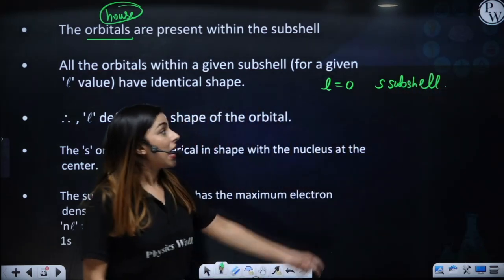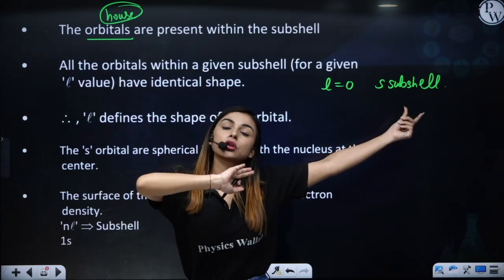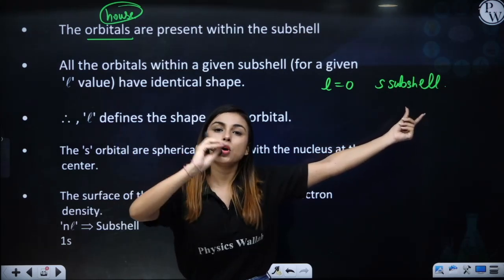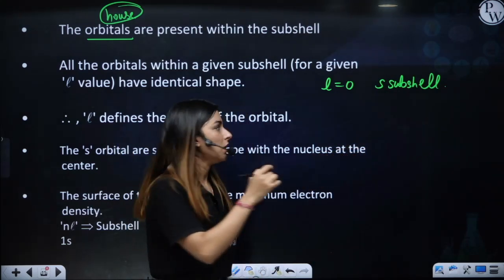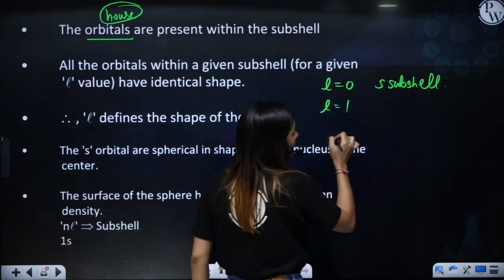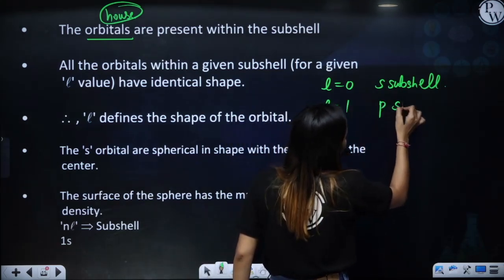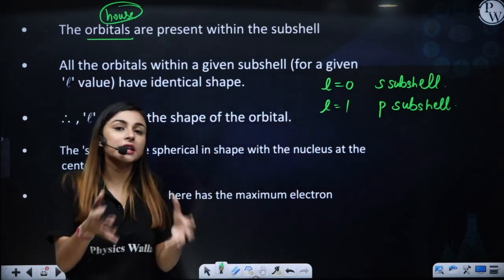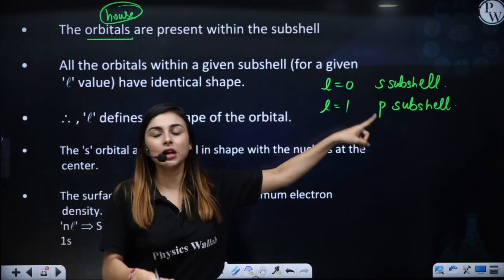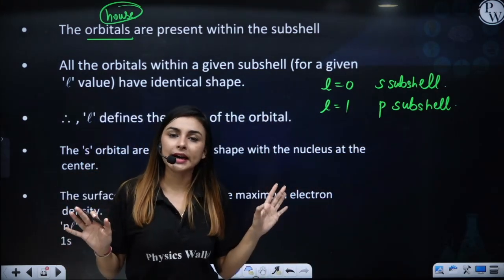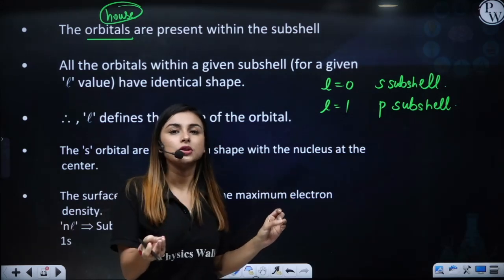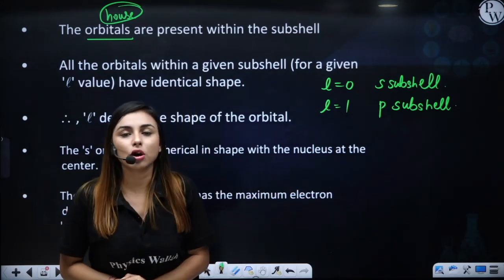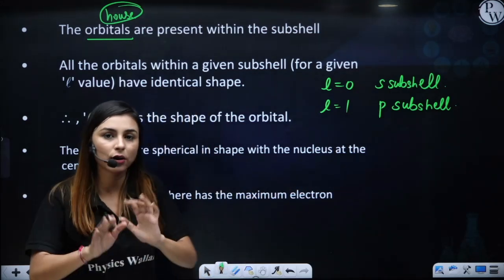The shape of the S subshell will always be spherical. If you have L equal to 1 and you have a P subshell, then the orbitals inside this subshell will have the same shape, which is dumbbell shape. Similarly, you can talk about the D subshell as well. I hope you've got this point.